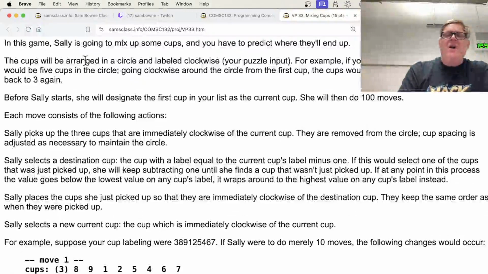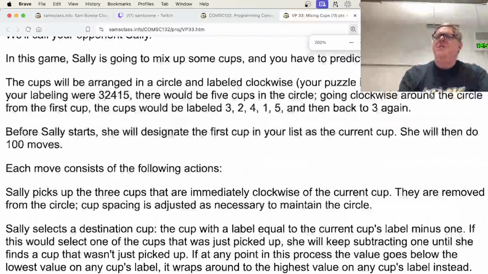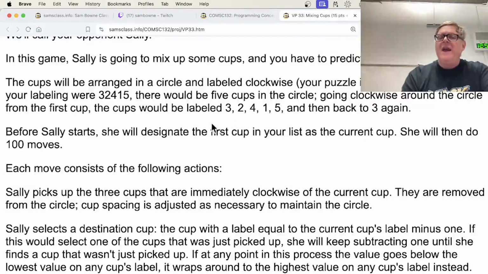So you have cups, you put them in a circle, and they're labeled. They might be labeled out of order. There's a label on each cup which is not equal to its position in the ring. So 3, 2, 1, 4, 5, and if you go around back to 3 again, a loop of 5 cups. Now, before the game starts, your opponent, the first cup is designated as the current cup.